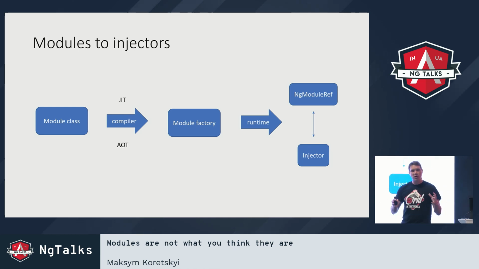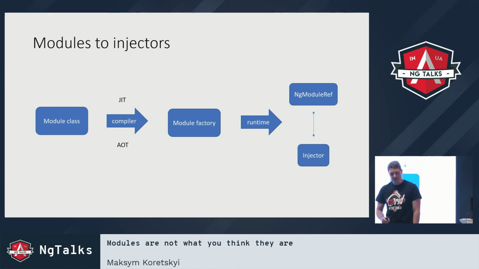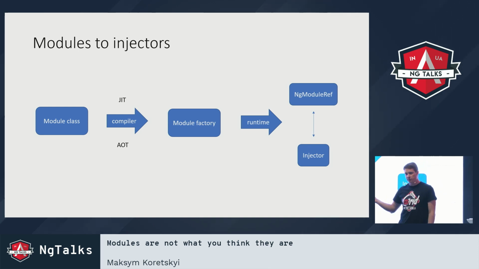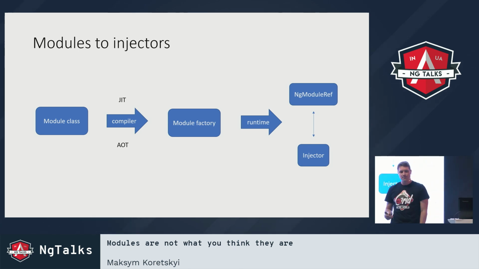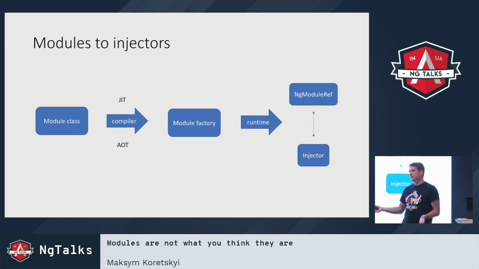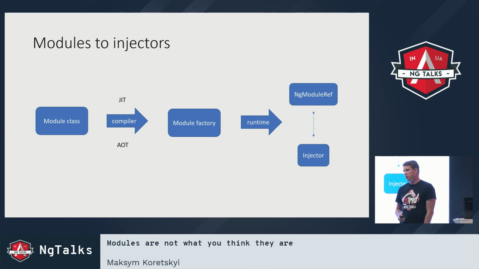On the left, we have a module class, which is a JavaScript class with the NgModule decorator applied to it. Then we compile it. We can use the JIT compiler or the ahead-of-time compiler, but anything, just a compiler. We have a module factory, which we saw: simply provider definitions and metadata about what depends on what. And at runtime, we call the create method on the factory, and we get an instance of an injector with providers provided by that module.